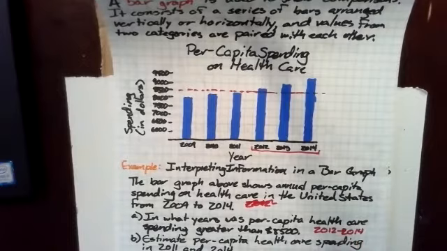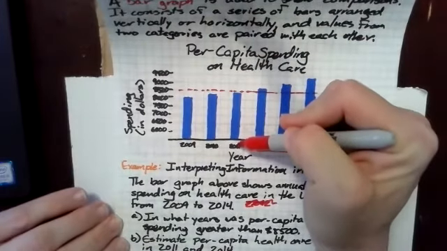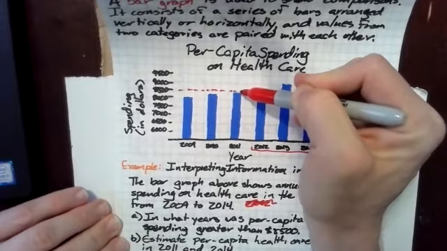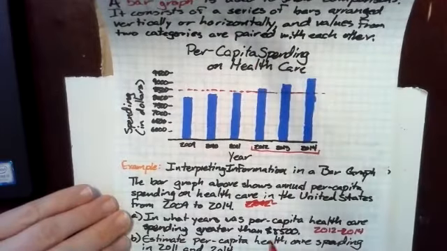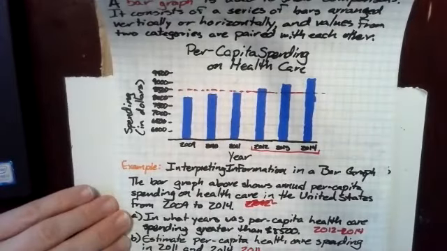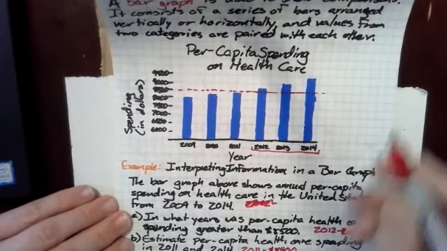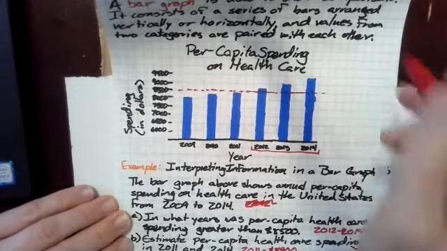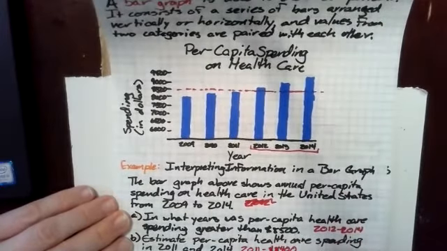Next, we're asked to estimate per capita health care spending in 2011 and 2014. In 2011, we look at this bar and see it is slightly below that 8,500 line. So let's say that's about $8,400. In 2014, we look and see it's just below the 9,500 line. So we can say in 2014, it was probably about $9,400.